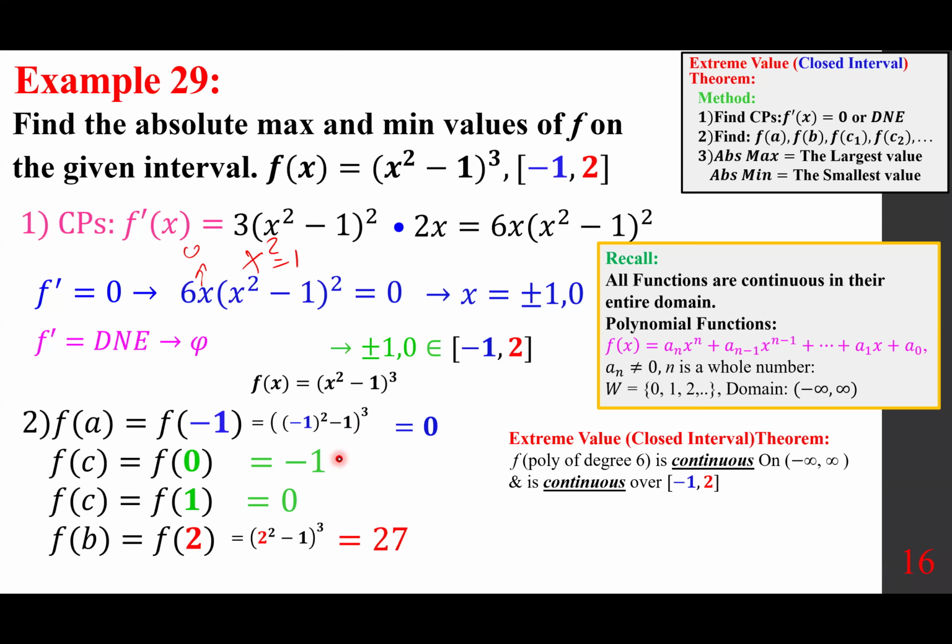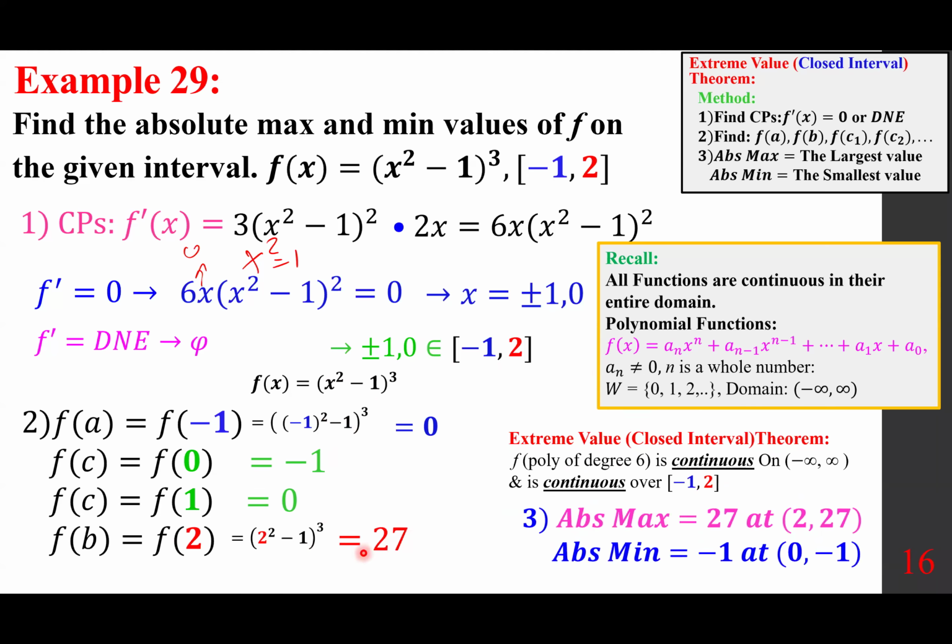This is the absolute max. This is the absolute min. And we write absolute max is 27 at this pair, 2, comma 27. Absolute minimum is the -1 at this pair, 0, comma -1.